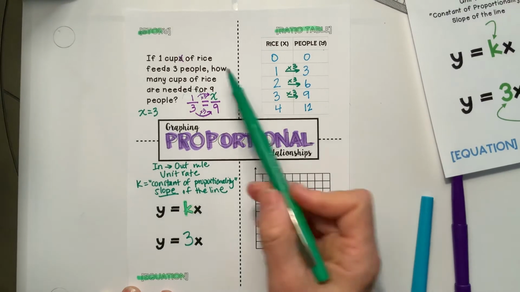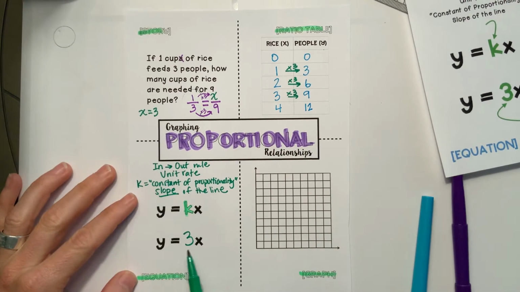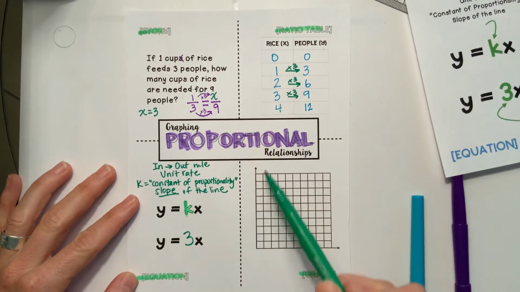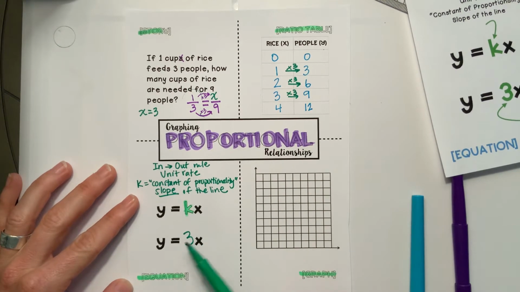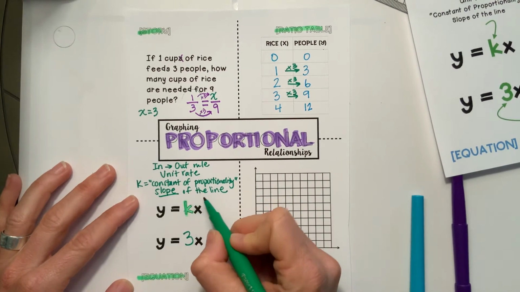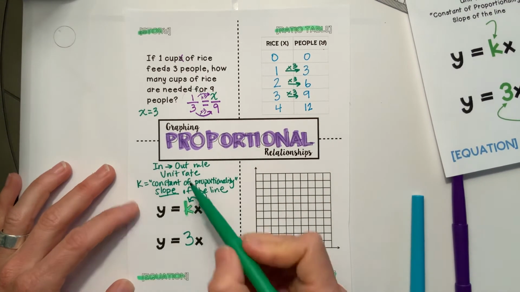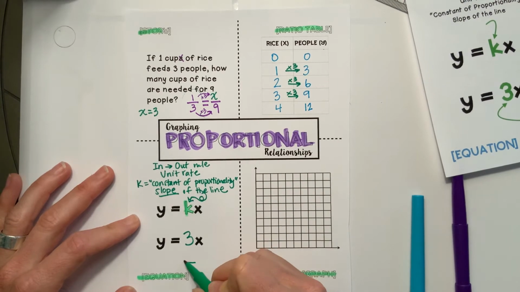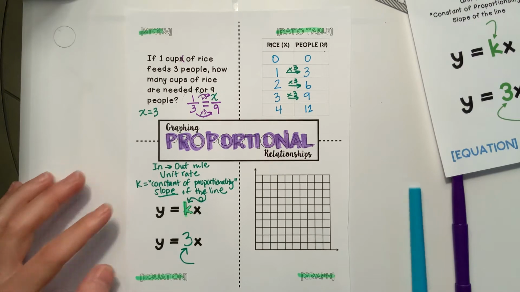So this proportion is the equation y equals 3x, meaning whatever value of x I plug into here, if I multiply that value by 3, it's going to give me the output, or the y. Okay, so let me just go ahead and label this with some arrows. There we go. So all of this is that K. And then we have this special little thing here, that constant of proportionality, or the slope of that line.